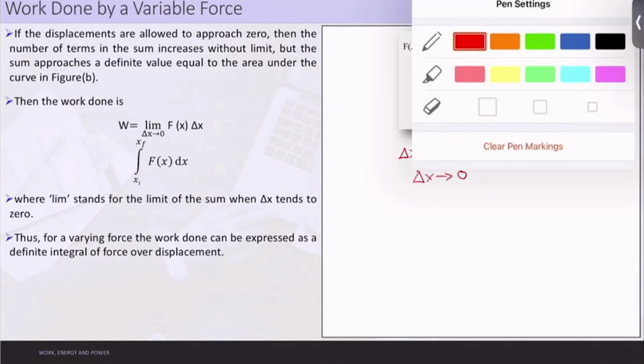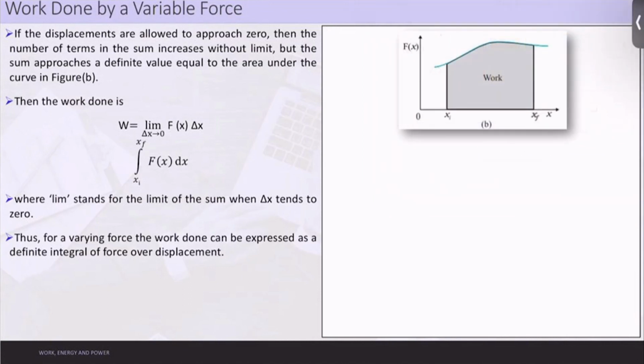Okay, so now if the displacements are allowed to approach 0, then the number of terms in the sum increases without limit. What is being written here? As the displacement is allowed to approach 0, the number of terms in the sum increases without limit.